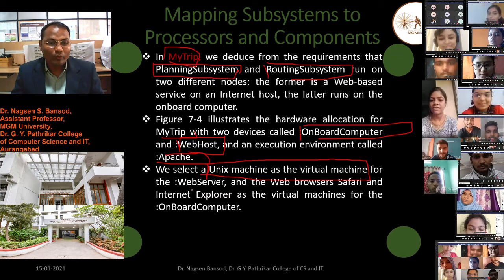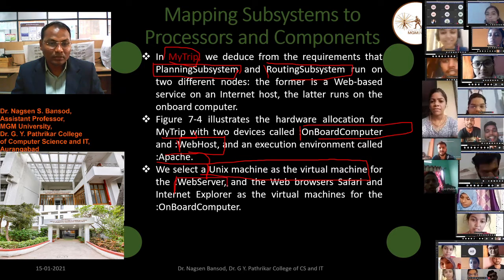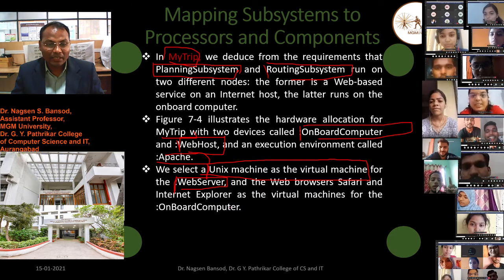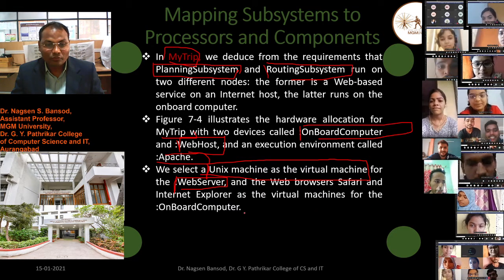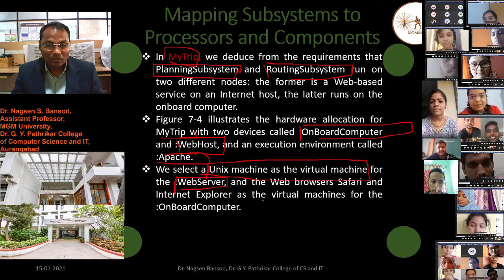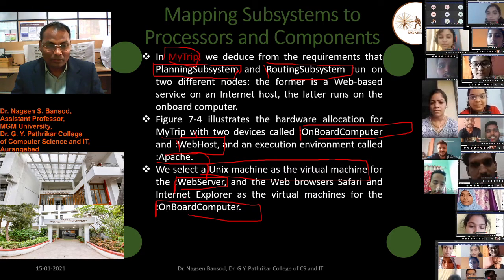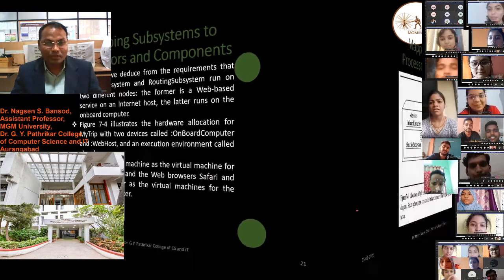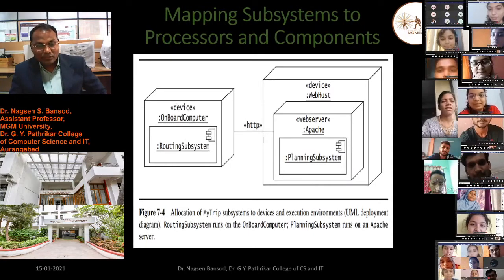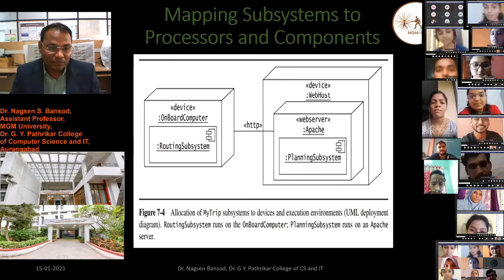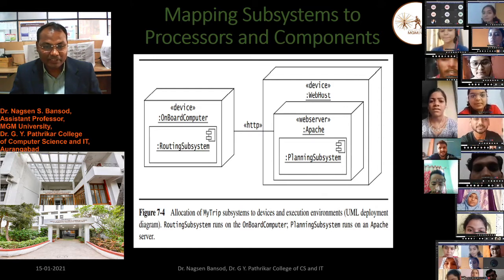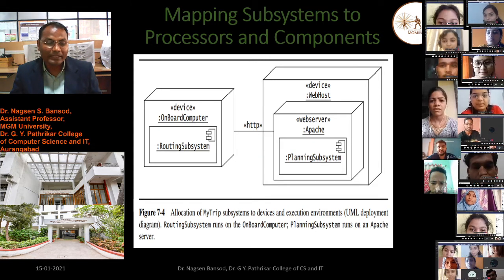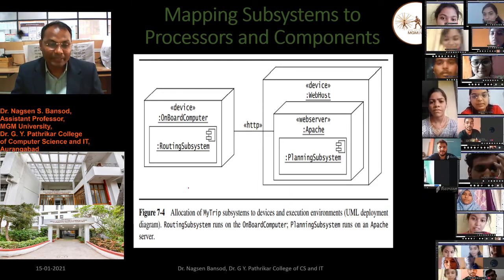For the web server, Unix OS is used, and the web browser Safari and Internet Explorer are used as the virtual machine for the onboard computer. And for the onboard computer, the Internet Explorer browser is used in the virtual machine. If you look at this diagram, this picture will be clear. In figure 7.4, allocation of MyTrip subsystem to devices and execution environment, this is the UML deployment diagram.